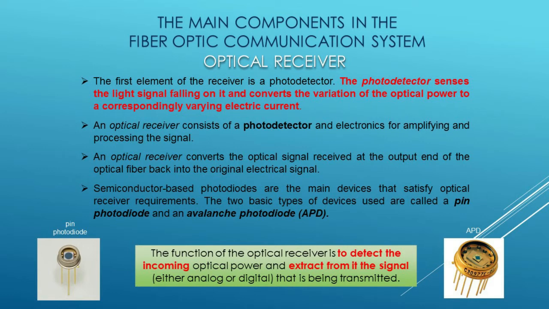Semiconductor-based photodiodes are the main devices that satisfy optical receiver requirements. The two basic types of devices used are called a pin photodiode and an avalanche photodiode (APD). The function of the optical receiver is to detect the incoming optical power and extract from it the signal, either analog or digital, that is being transmitted.